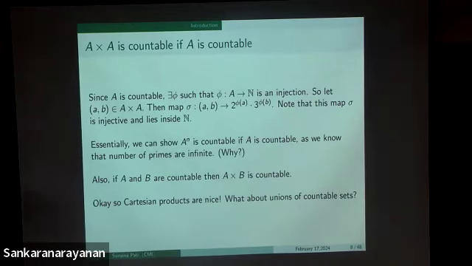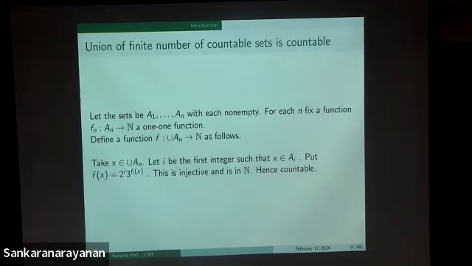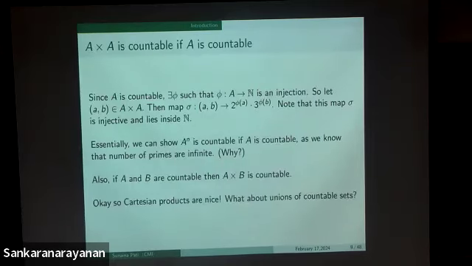Great. Now that you guys are getting comfortable with countability, we can also have unions of countable sets be countable. Can you guys see why? Yes?